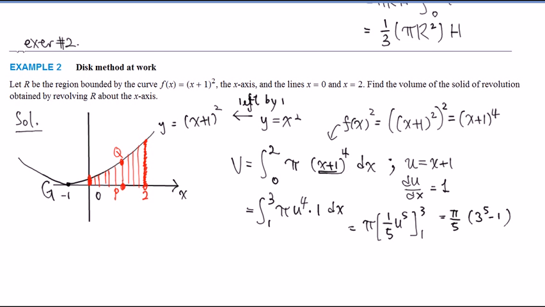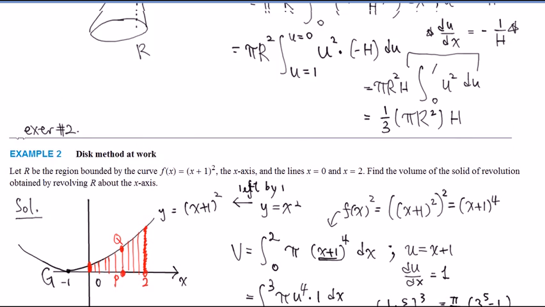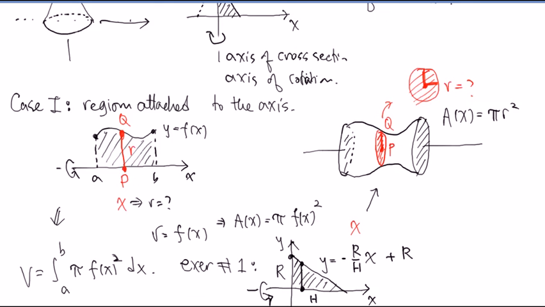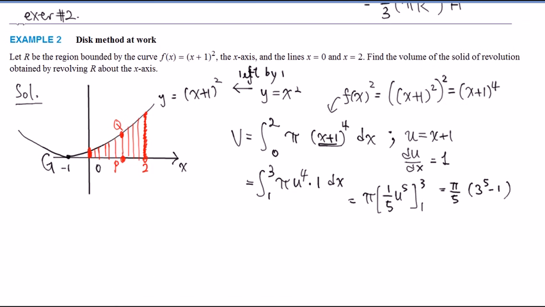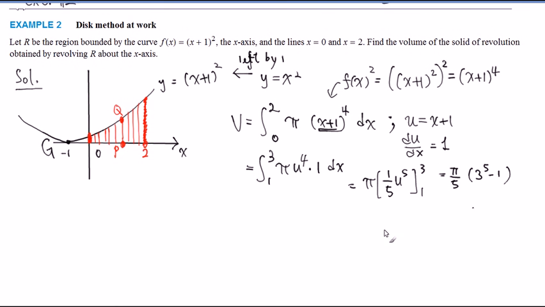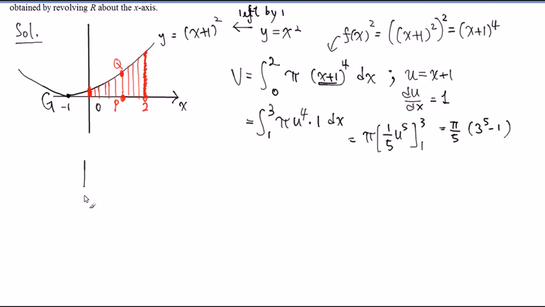All right, let me give you one more formulation that is not case 2. It's still case 1, but it's a different orientation. So here, any question about example 2? Is that all right? So let's look at this formulation here.